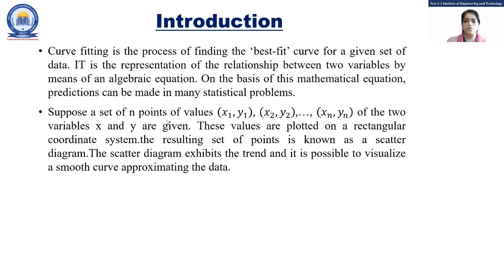Suppose a set of n points of values (x1, y1), (x2, y2) up to (xn, yn) of the two variables x and y are given. These values are plotted on a rectangular coordinate system. The resulting set of points is known as the scatter diagram. The scatter diagram exhibits the trend, and it is possible to visualize a smooth curve approximating the data.